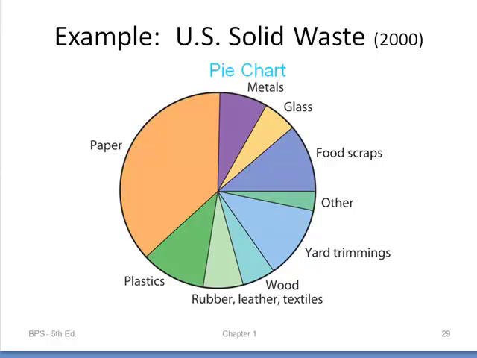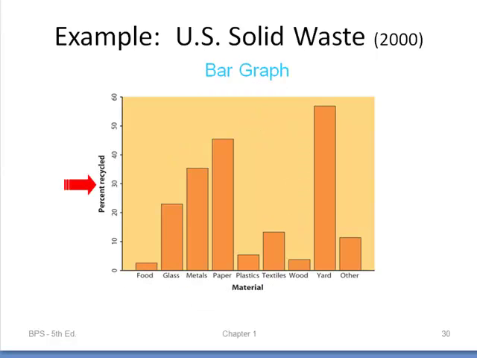Now again, this shows you how much you can see that paper is our largest waste product. And again, we should have a nicer title than just pie chart. We should say something like the distribution of U.S. solid waste in 2000, and let them know that the waste is in million tons. But we can see here that the smallest is other, so we don't know what's in the other. But we get a good idea of what our waste is.